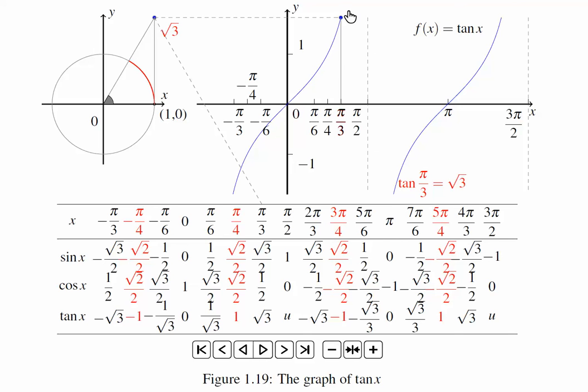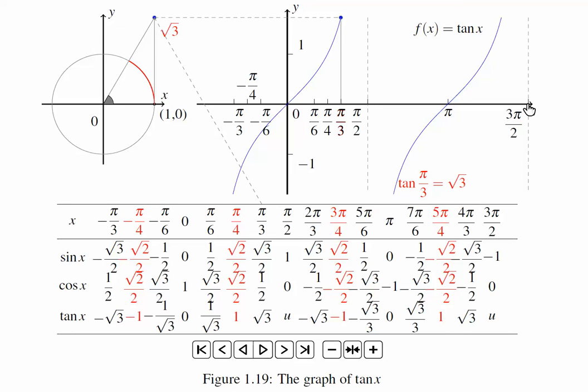tangent x has a period pi. You see, from negative pi over 2 to the positive pi over 2 is one period. And then from pi over 2 to 3 pi over 2 is another period. This is to the right. To the left, you also have another period. So tangent graph looks like that. Okay, looks like this. Again, at this point, it's not defined.